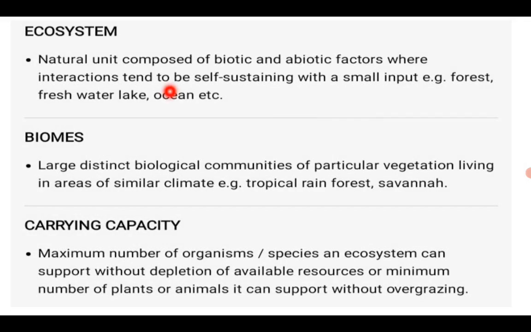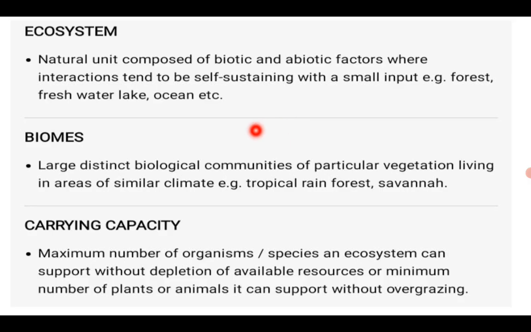So what is an ecosystem then? An ecosystem is basically a natural unit composed of biotic and abiotic factors where interactions tend to be self-sustaining with a small input. For example, fresh water, forests, lakes, oceans, etc. will form an ecosystem. Another one is biomes, from the word biome, life. It's a large, distinct biological community of particular vegetation living in areas of similar climate.